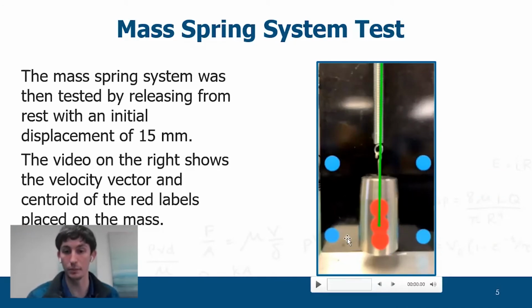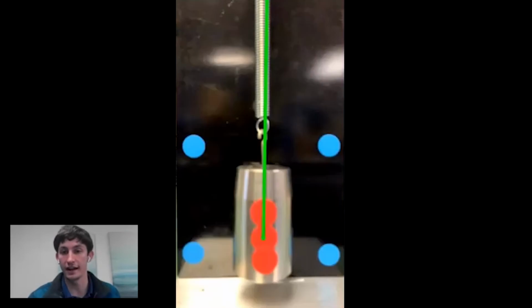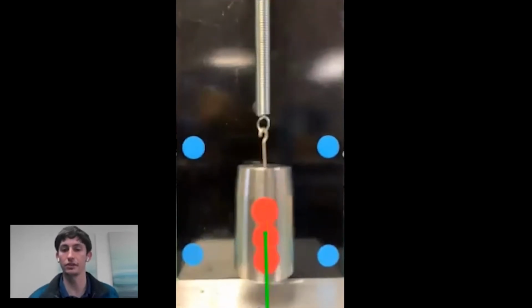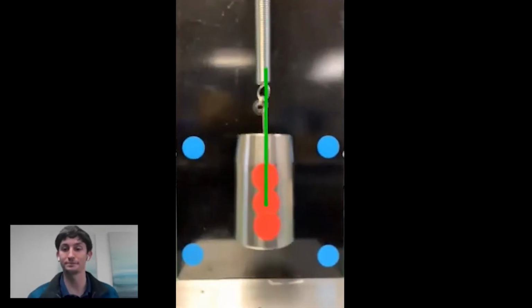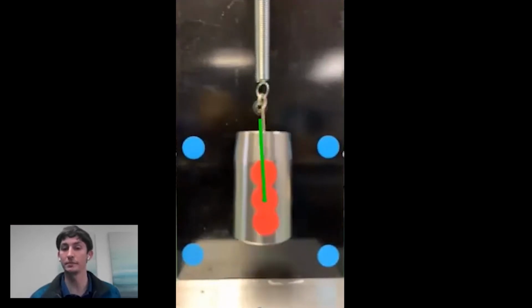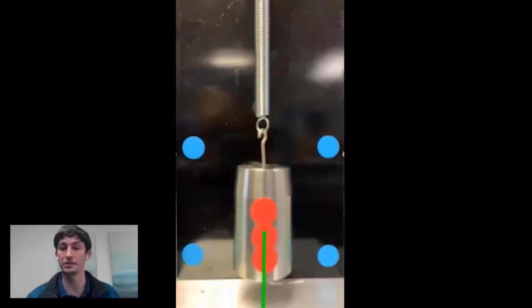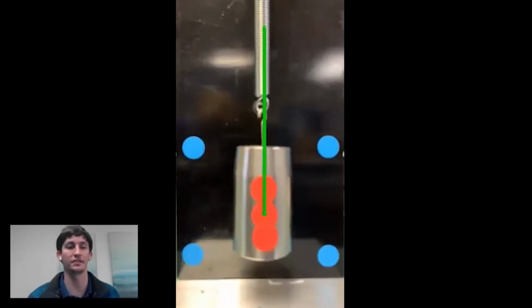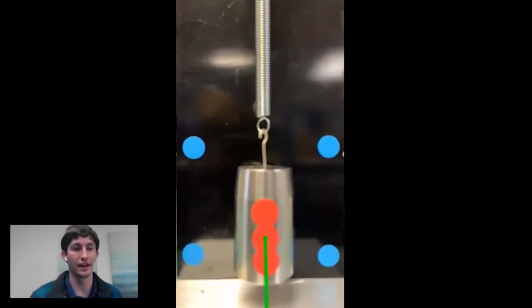And this video on the right here is actually the visual measurement system in action. This is the output video that the visual measurement system will produce. For reference, the green dot and green line represent the centroid and the velocity vector of the red stickers placed on the mass. And as we can see, this video looks kind of as we would expect. The green velocity vector shows that the velocity is maximum around its equilibrium position, which is what we expect from an oscillating mass spring system.